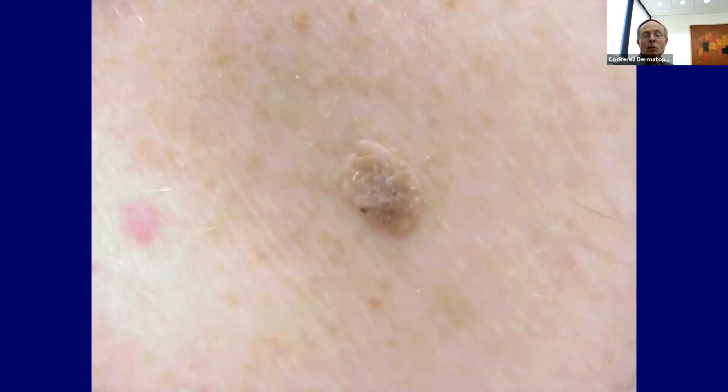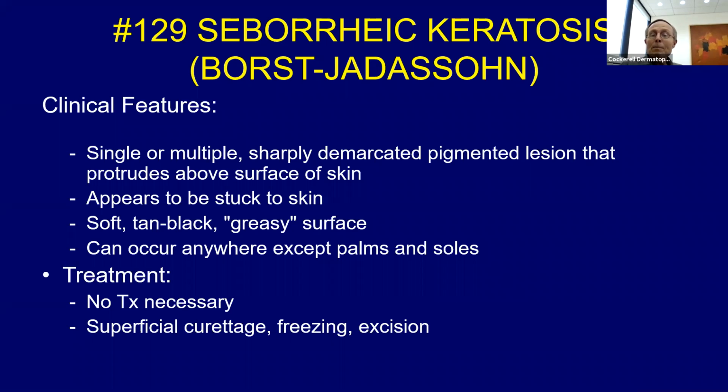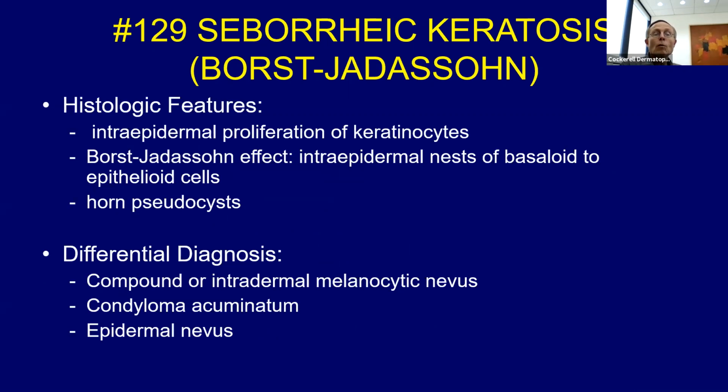And this has also got another name to it. It's called a Borst-Jadassohn keratosis, totally benign lesion. And it simulates some of the other intraepidermal malignancies on occasion. Sometimes it can be a little more atypical, kind of look a little bit like Bowen's disease. So just make sure that you don't overcall it.